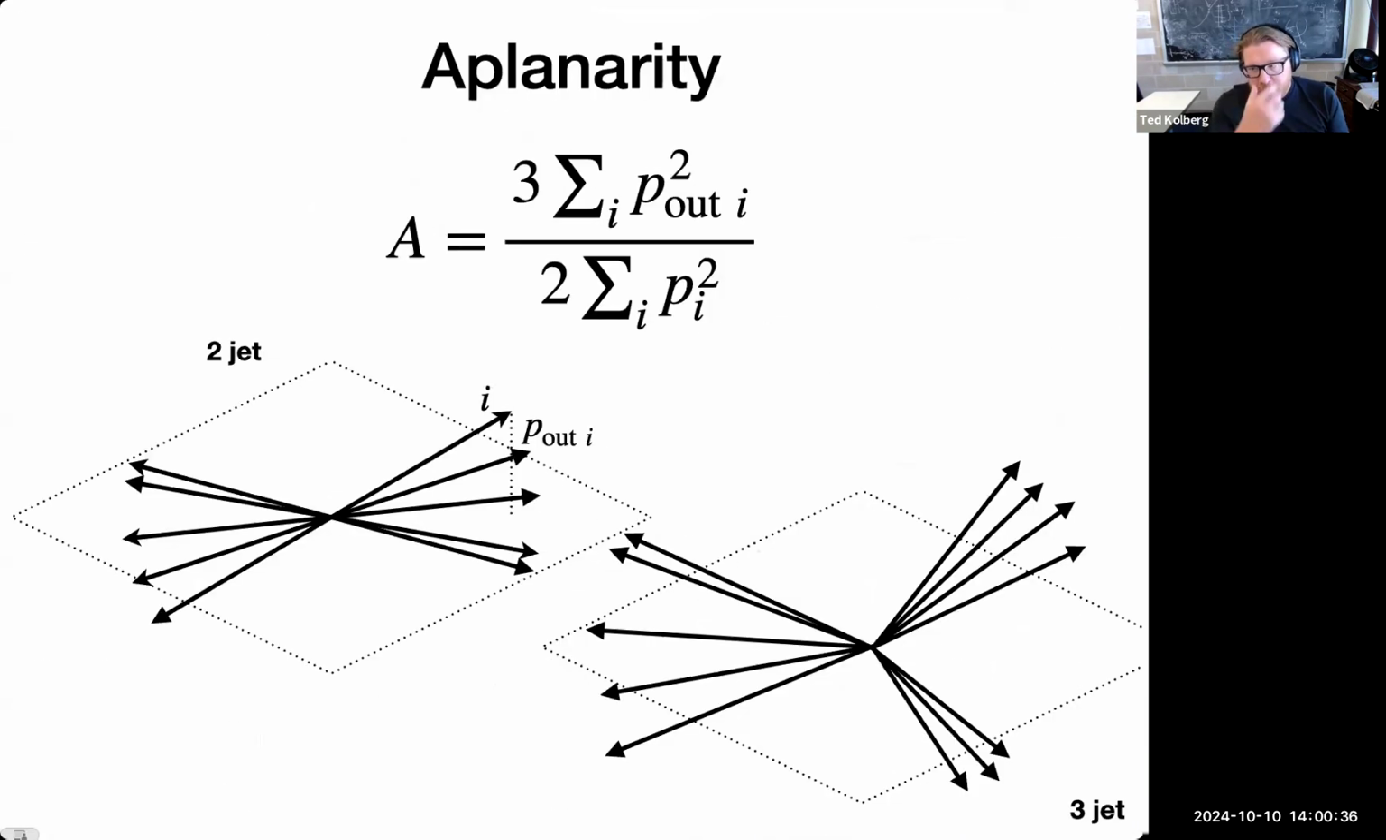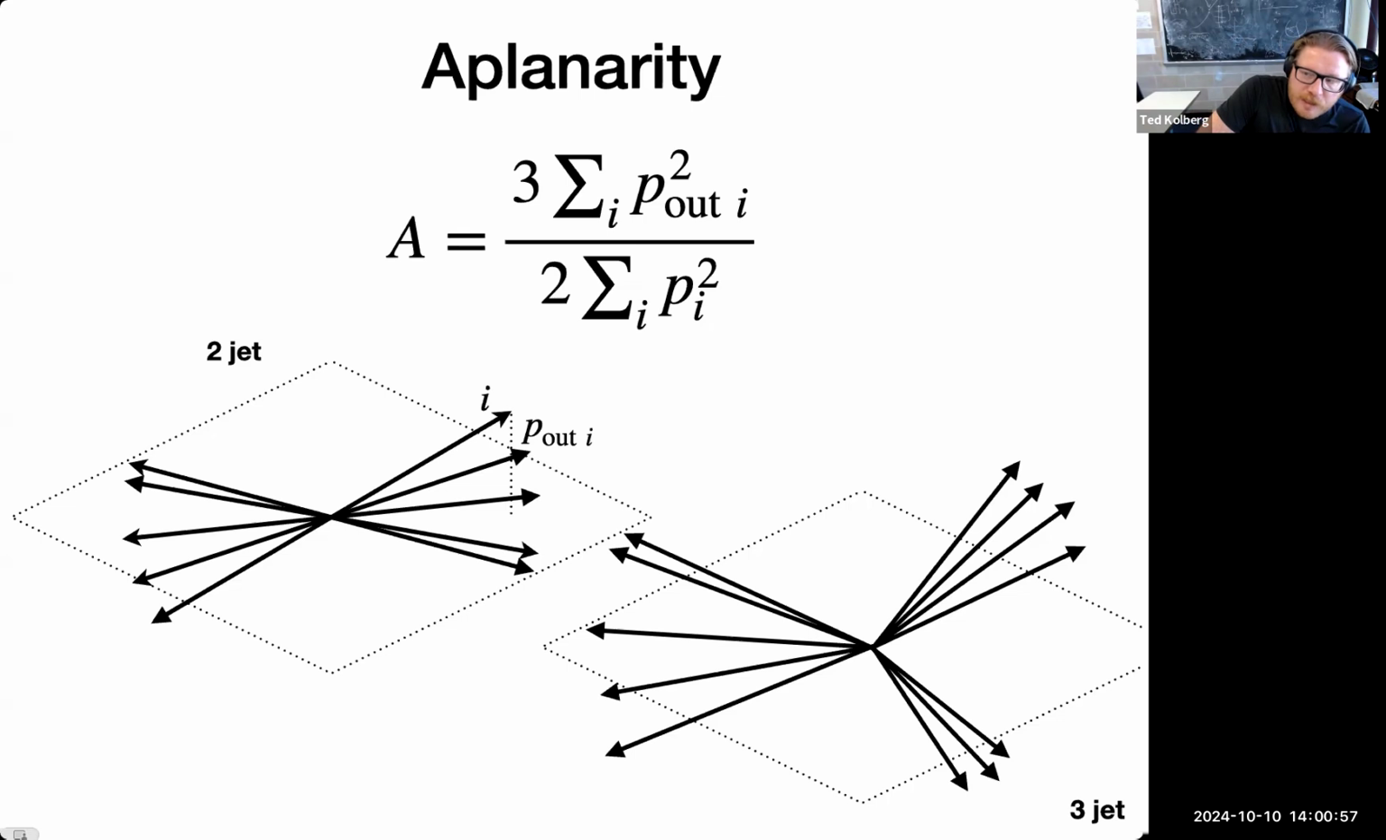So how are these experiments at PETRA going to make the determination if they see the three-jet events or not? One of the ways they do it is by defining new event shape variables, sort of by analogy or extension of the sphericity we talked about earlier. And one of those is called aplanarity.